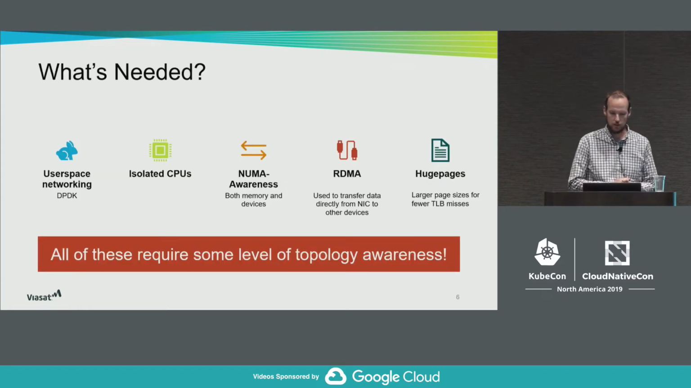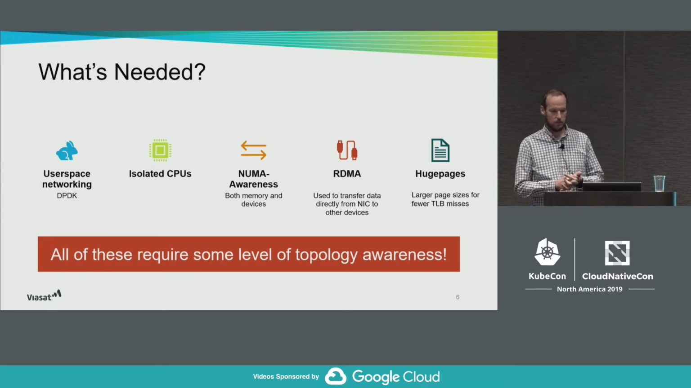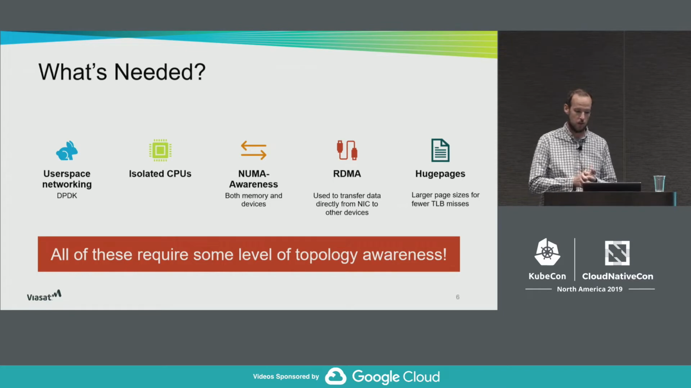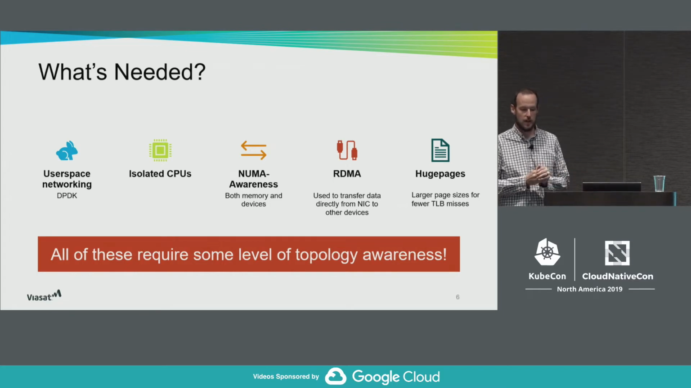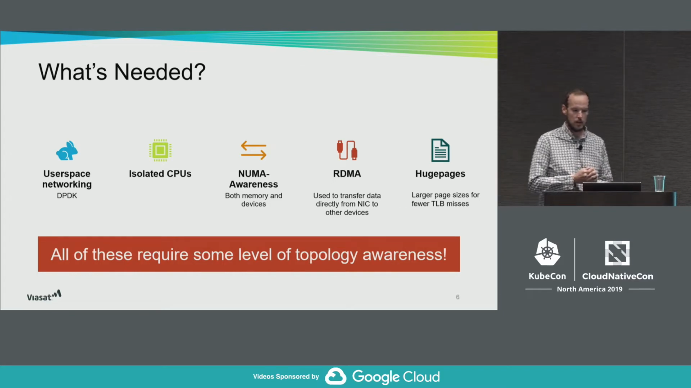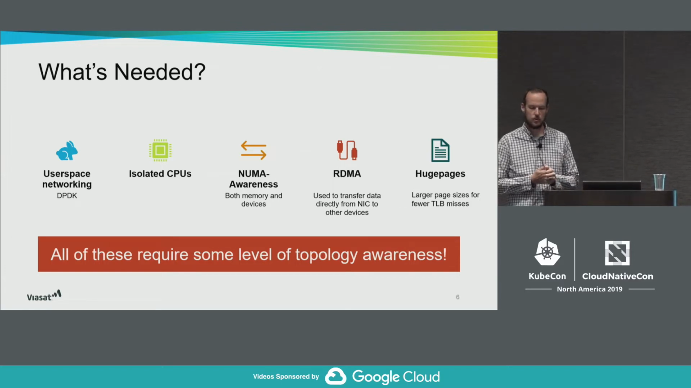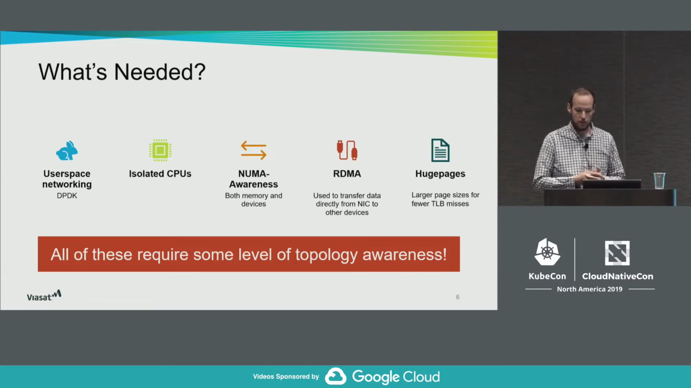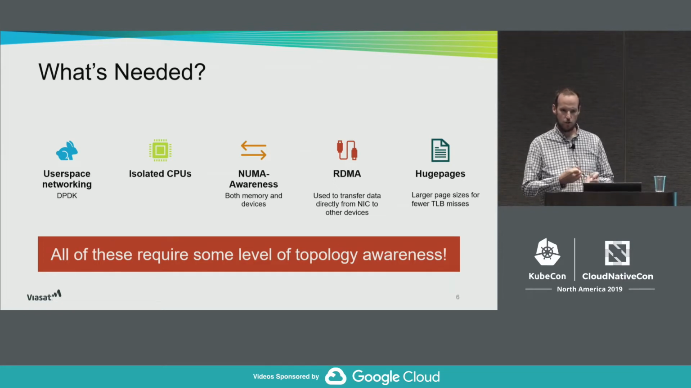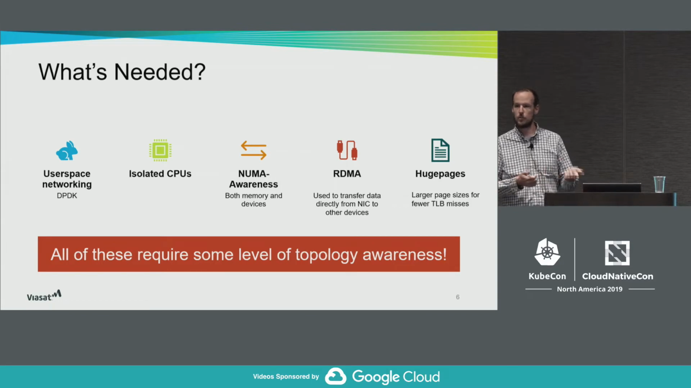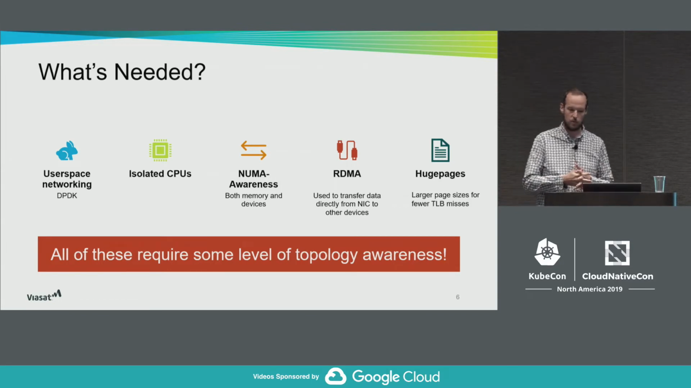So what's needed to do an HPC or NFV application? User space networking, specifically using DPDK, is one of the main features of an NFV application, which we'll get into next. Isolated CPUs, so you don't want anyone else running on the same CPU as you. NUMA awareness for both memory and devices. So if you're accessing memory, you want to know that it's local memory and not remote memory. And similar to any device that's in your system, you want to make sure that you're taking the fastest path to the device.